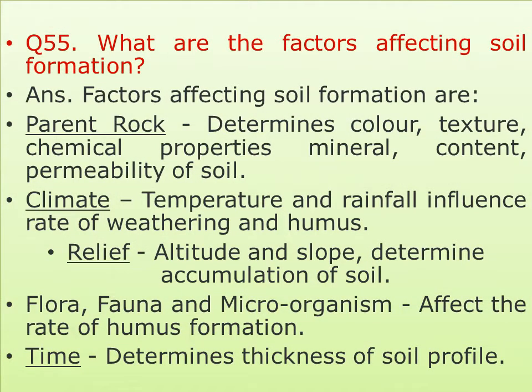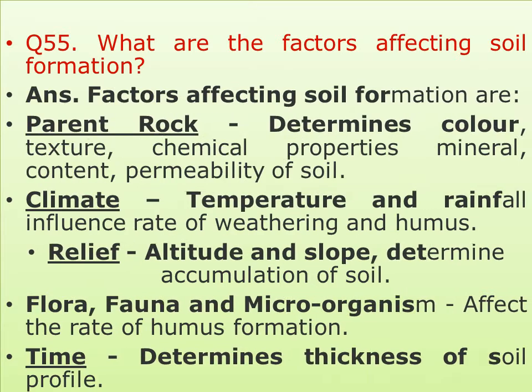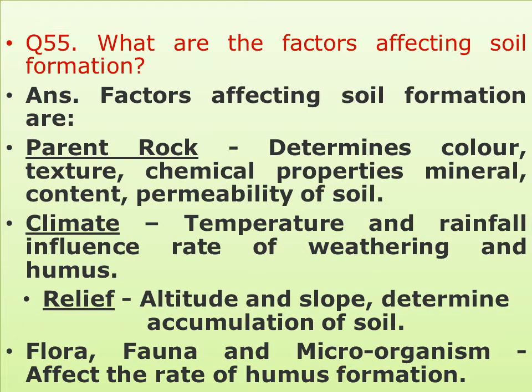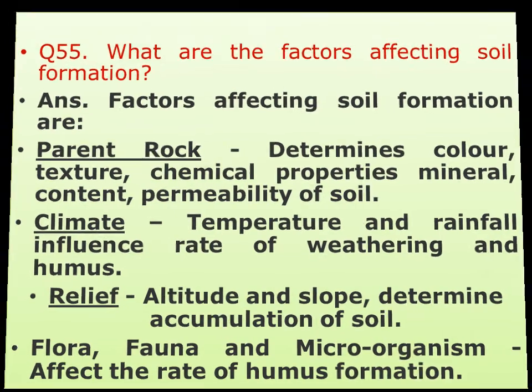Question number 55. What are the factors affecting soil formation? Answer: the factors affecting soil formation are parent rock. The parent rock determines color, texture, chemical properties, mineral content, and permeability of soil. Climate, temperature, and rainfall influence the rate of weathering and humus. Relief, altitude, and slope determine the accumulation of soil. Flora, fauna, and microorganisms affect the rate of humus formation.